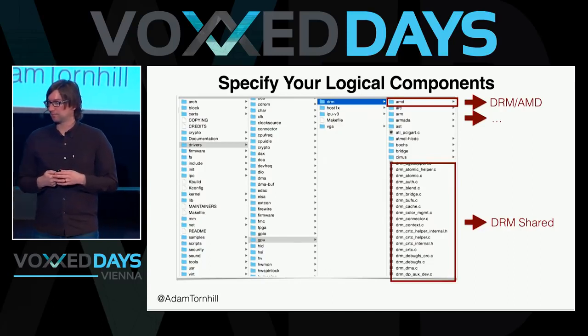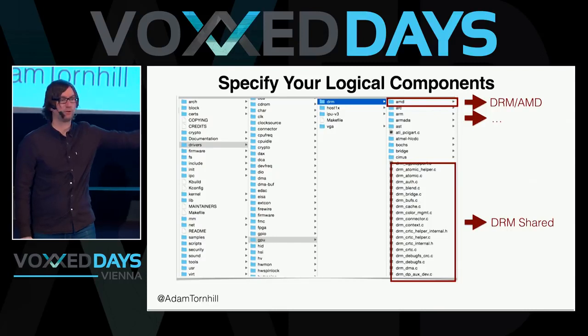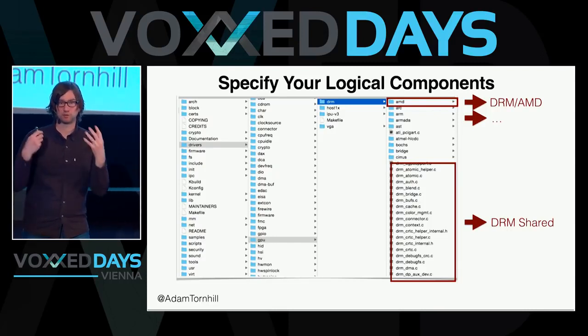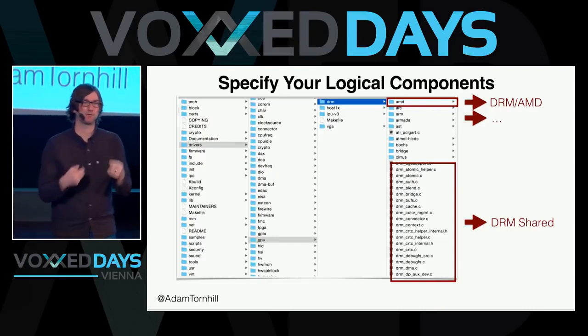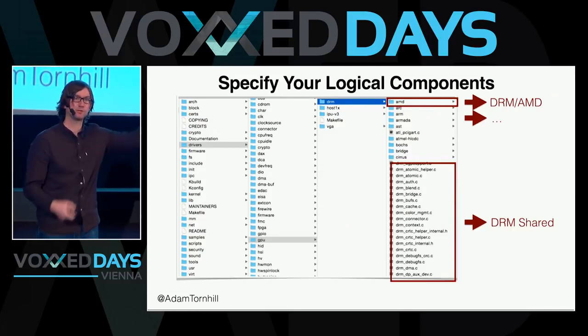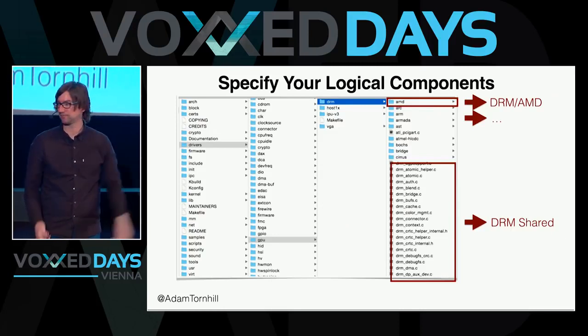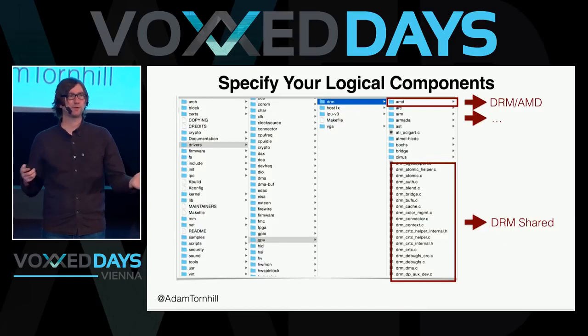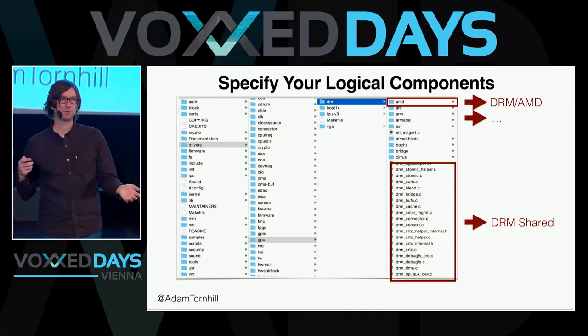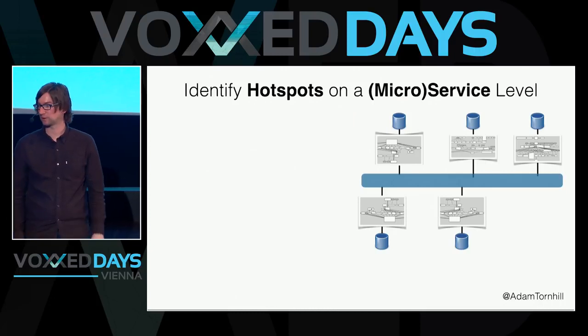And most importantly, you can use any grouping you want. The important thing is just that your logical components carry a meaning from an architectural perspective. So they should have some architectural significance. Now, using this data, we can start to ask the right questions. Let me show you an example from a service-oriented architecture.